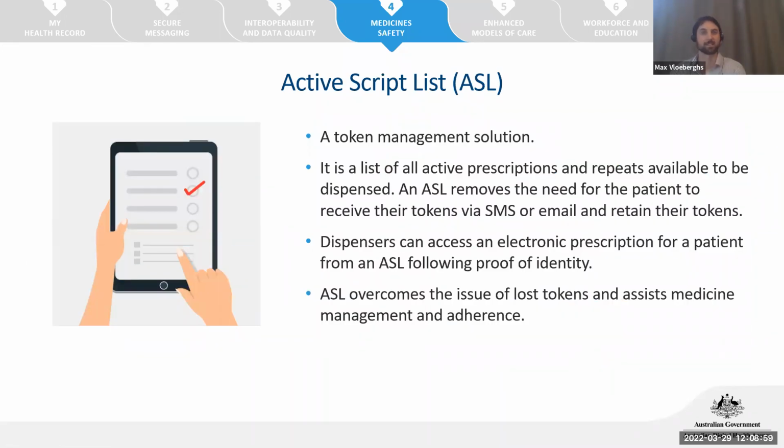So what is the active script list? It's really a token management solution. The patient may want their electronic prescriptions in a consolidated list so that they can be more easily managed, especially for patients who have multiple medications. The active script list is a list of all the active prescriptions and repeats that are available to be dispensed. And so an active script list removes the need for the patient to receive their tokens via SMS or email and retain their tokens.